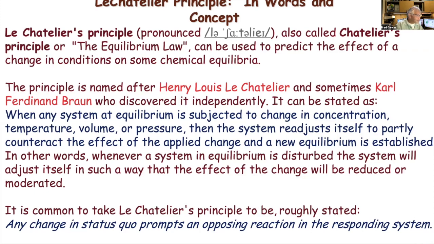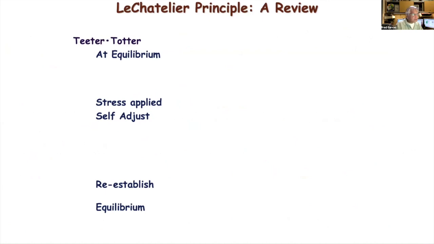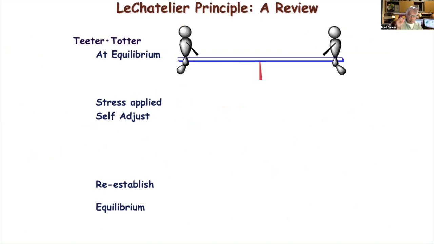So let's take a look at this teeter-totter analogy, because again, I want to give you a visual. It helps to know the math and the concept, but it's also good to have a visual of the basic idea so that for quick questions, you could double check. So like I said, when you have a balance in this teeter-totter analogy, it means that the rate forward and the rate reverse are equal.